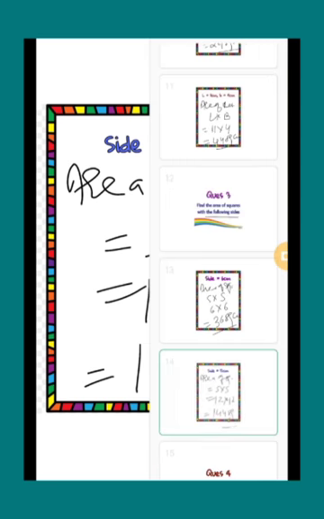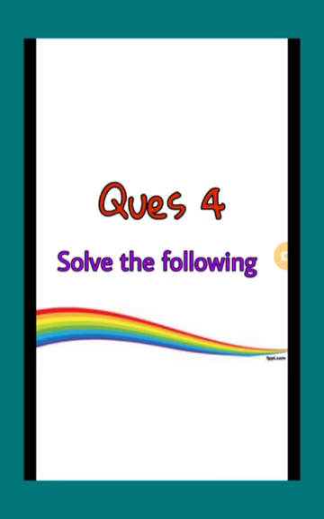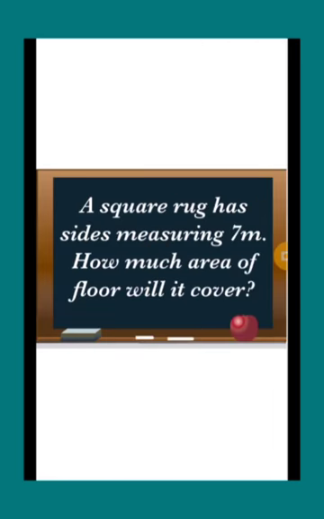So now let's start with some word problems. Question 4. Solve the following. The first word problem is, a square egg has sides measuring 7 cm. Aapko shape given hai, shape kaun si hai? Square. So in this question, you have to use the formula of area of square. So how much area of floor will it be covered?